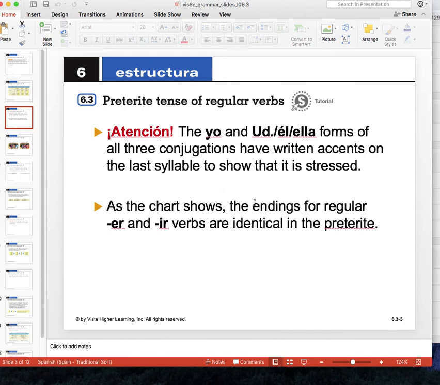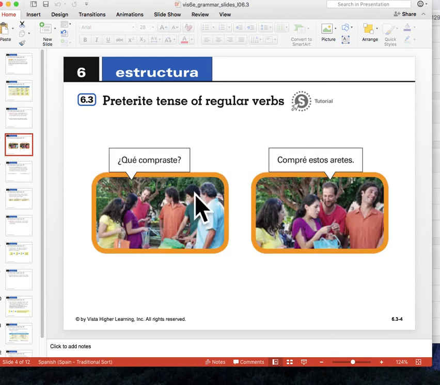This just talks a little bit about what I just said, that the yo, usted, ella forms of all three conjugations have written accents on the last syllable to show that it's stressed. That's super important. As the chart shows, the endings for regular ER and IR verbs are identical in the preterit, and I also pointed that out. Here's a couple examples. In this photo it says, ¿Qué compraste? So what did you buy? Compré estos aretes. She's saying, I bought these earrings.